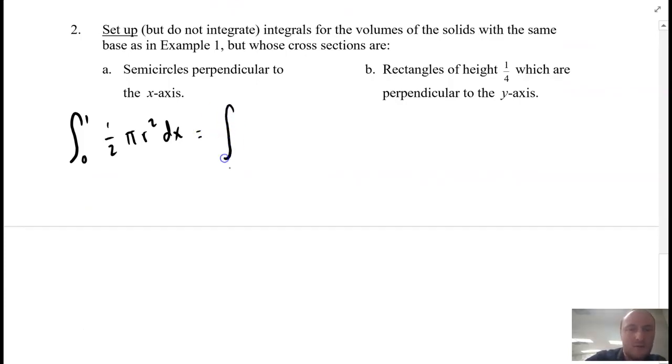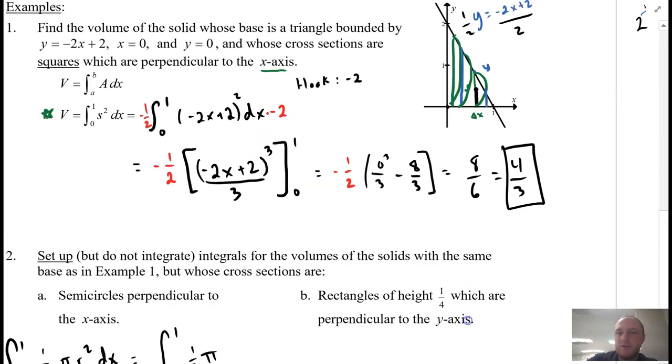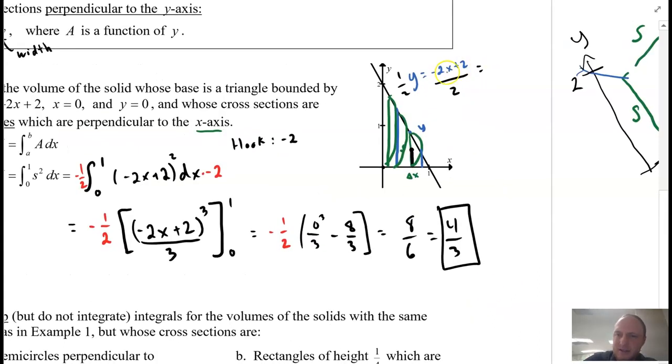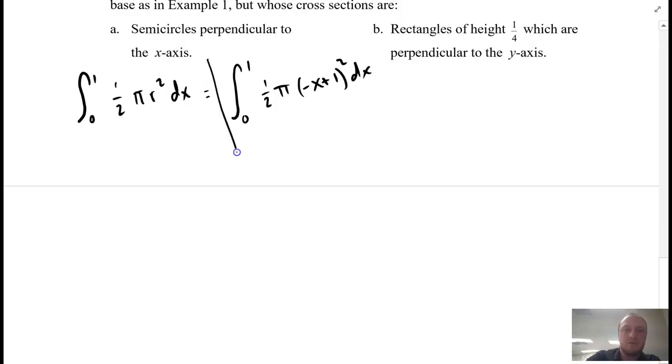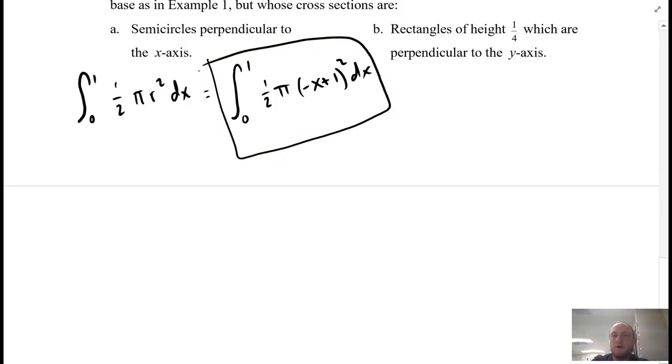So we have the integral from 0 to 1 of 1/2 pi r squared. Again, the radius is negative 2x plus 2 divided by 2, which ends up being just negative x plus 1. So I can plug that in: negative x plus 1 squared dx. And you're done. You're just setting up, so you don't have to do anything else. If you were to calculate it, I would recommend pulling out the pi halves to get that value.